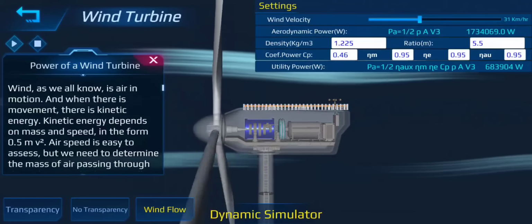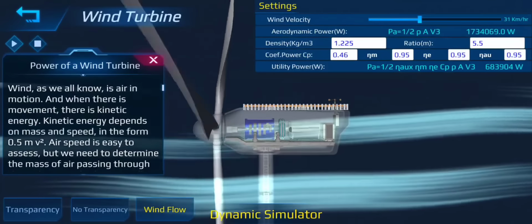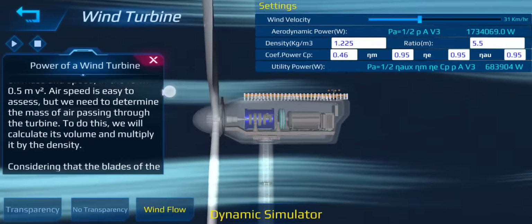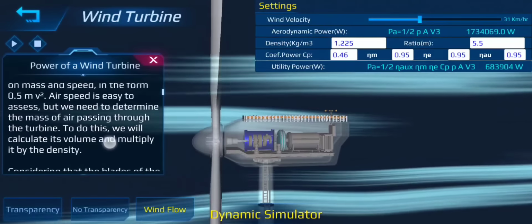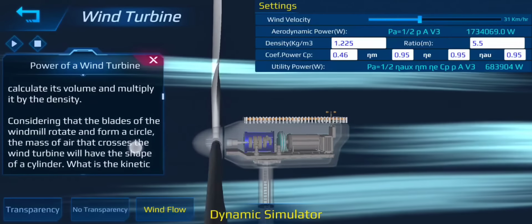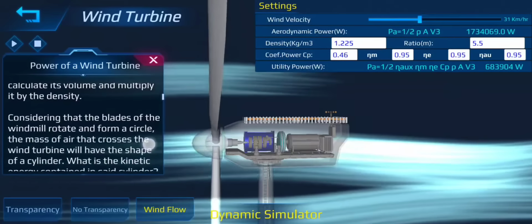Wind, as we all know, is air in motion. And when there is movement, there is kinetic energy. Kinetic energy depends on mass and speed, in the form 0.5 m v squared. Air speed is easy to assess, but we need to determine the mass of air passing through the turbine. To do this, we will calculate its volume and multiply it by the density.